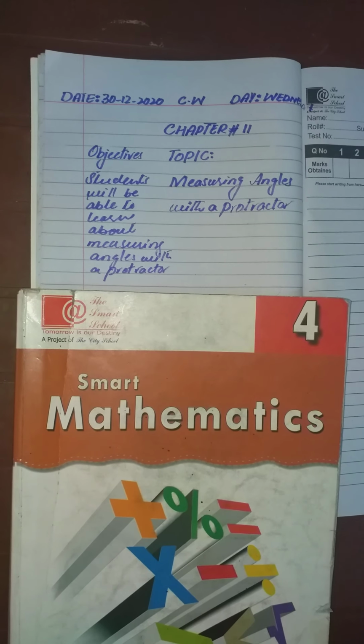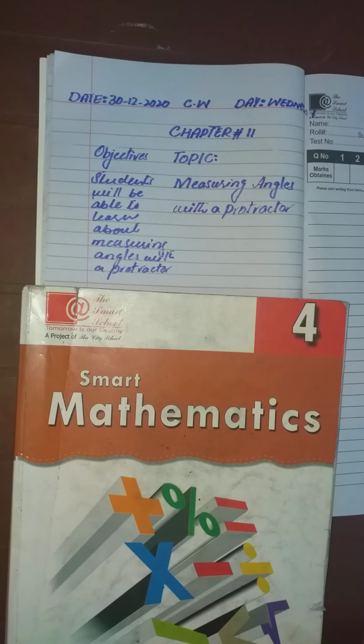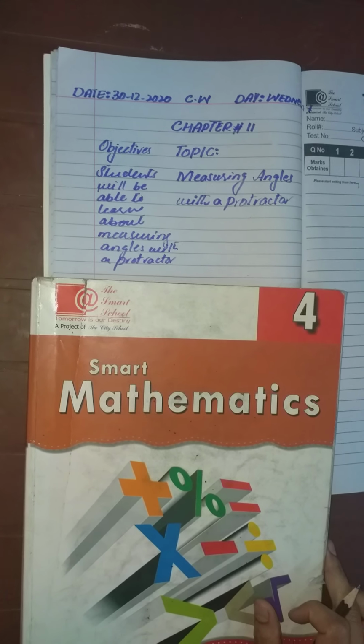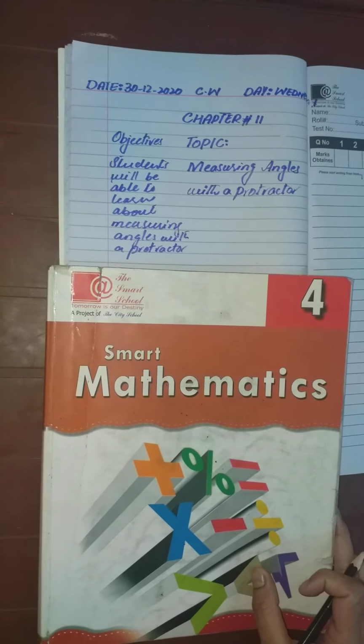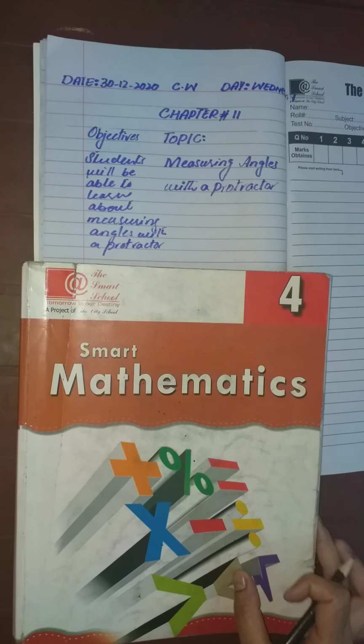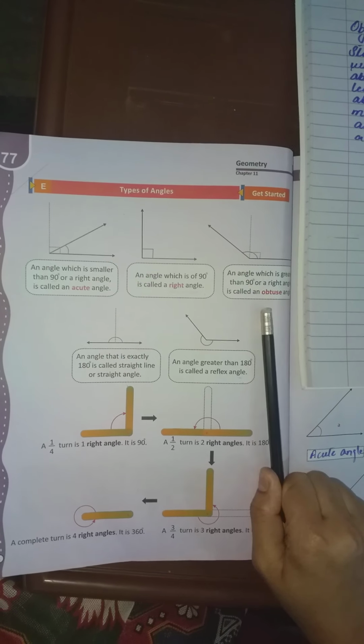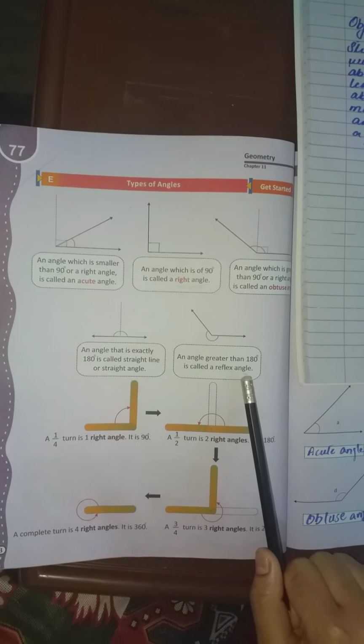Good morning, students. Today, our topic is measuring angles with a protractor. In the previous lesson, the topic was types of angle, in which we discussed the five types of angle. First one is acute angle, next is right angle, third one is obtuse angle, straight angle, and reflex angle.